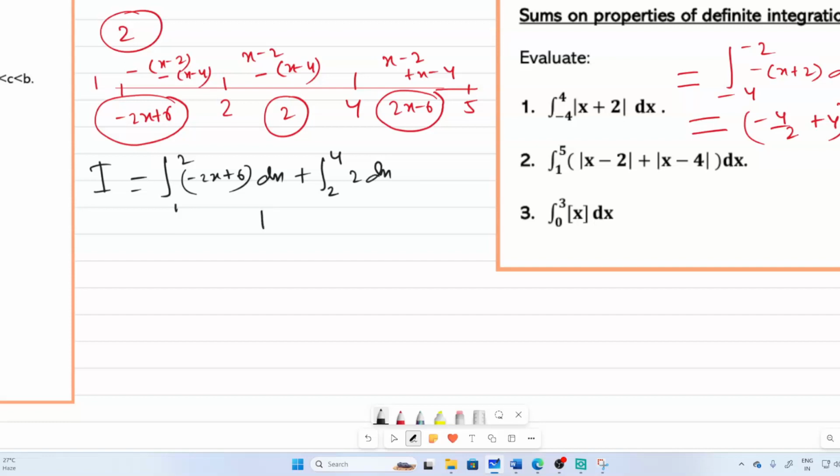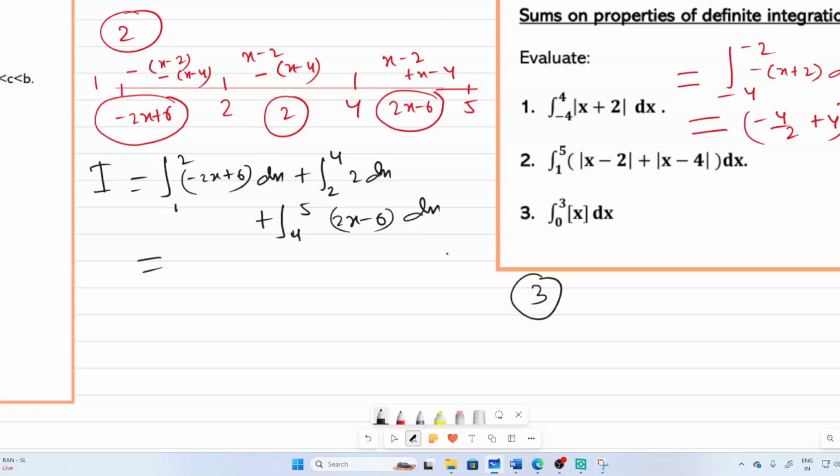And then plus 4 to 5, 2x minus 6 dx, finished. Now go for integrating this function, then put upper limit minus lower limit, and the sum is done. So you all must complete it. If any difficulty arises, you must mention it. I am not going to complete the sum here because all of you have this concept. This is the time to revise all the concepts.